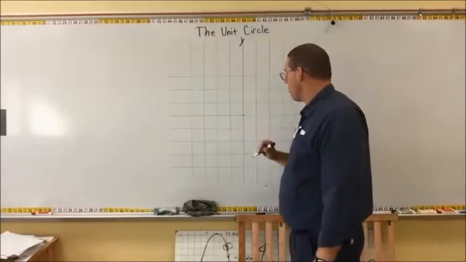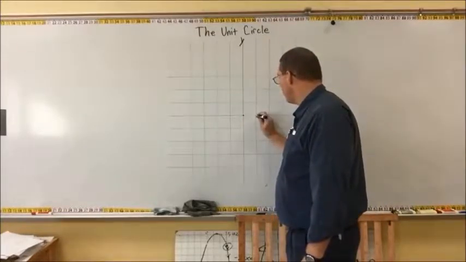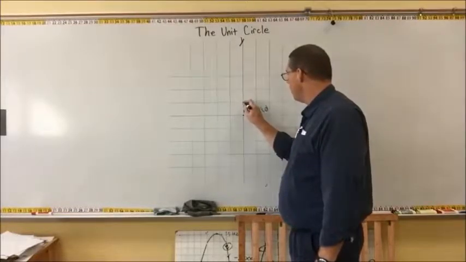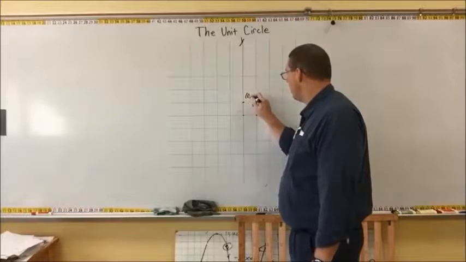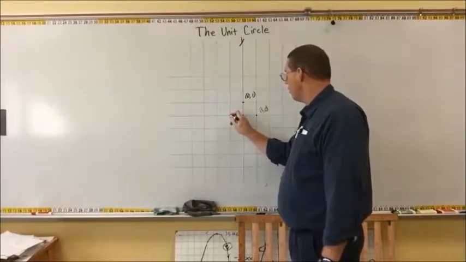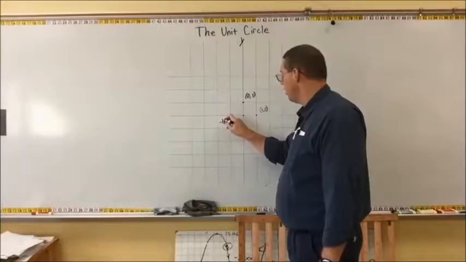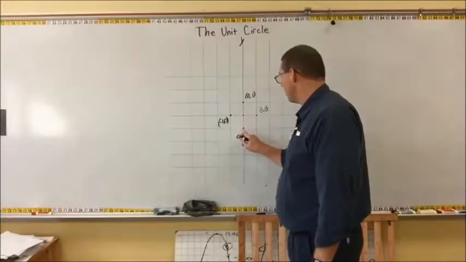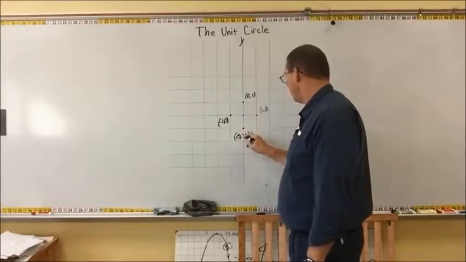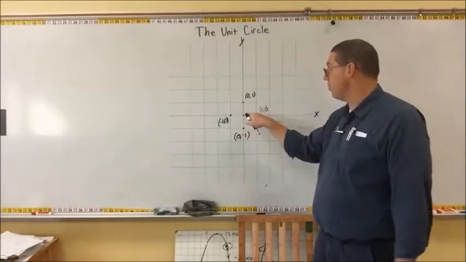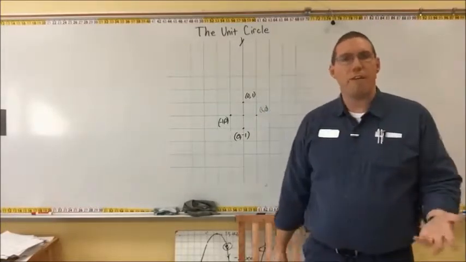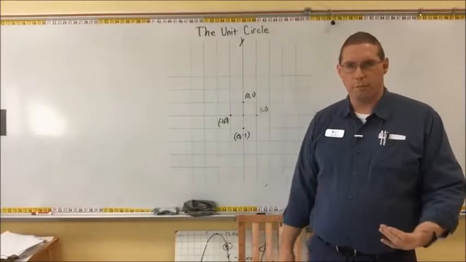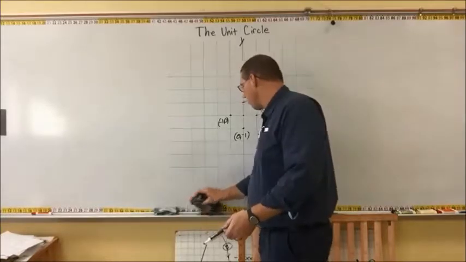This point 0, 0 is very important, and this point right here is 1, 0. This point up here is 0, 1. This point over here is -1 and 0. And this point down here is 0 and -1. Those 5 points, if we include the center, are 5 of the most important points related to the unit circle.